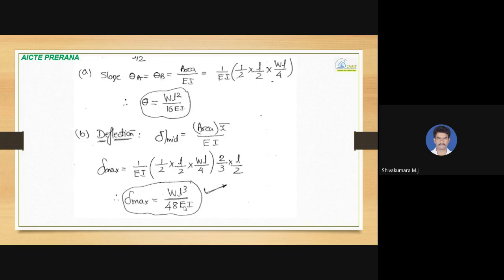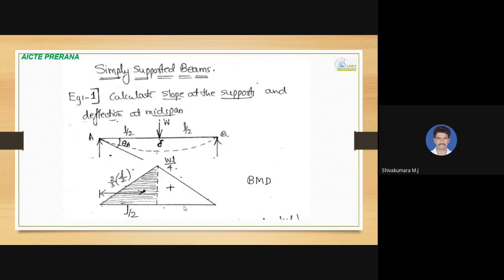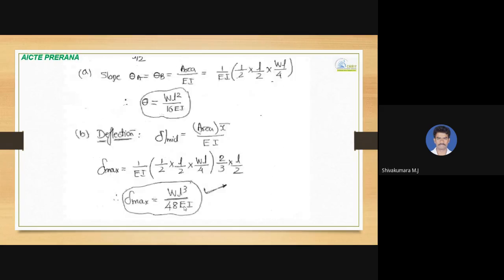If the point load is not acting at the center, the value of theta A may not be equal to the value of theta B. So theta A equals theta B equals the area of the BMD, that is half into L by 2 into WL by 4, divided by EI, and we will get WL square by 16 EI.